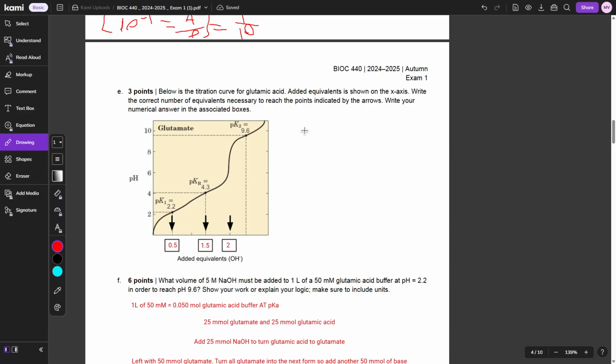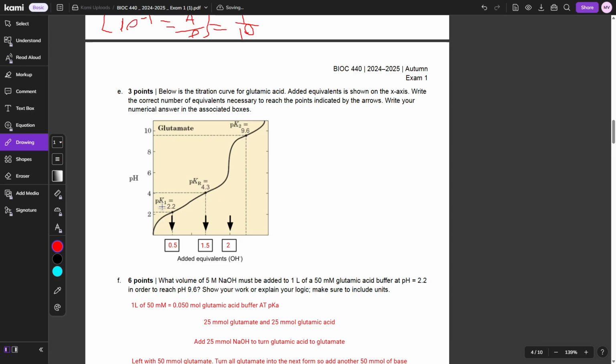That number is a moving target. So if you change it to 100 moles of acid, an equivalent is now 100 moles of base, right? Does that make sense? Basically, you're adding enough base to completely counteract the acid in your solution. That's all an equivalent is. Does that help a little bit?